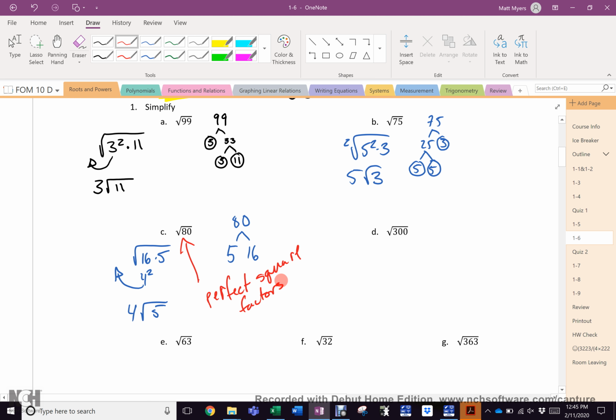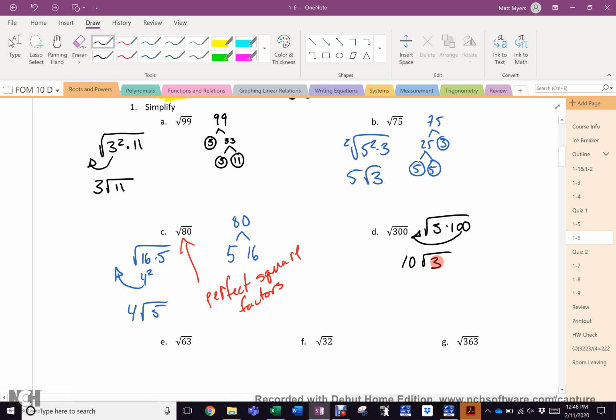So let's look at 300. Is there a perfect square that goes into 300? 100. Isn't this the root of 3 times 100? What is the square root of 100? So what's coming out here? 10. What stayed under there? 3. Picking up what I'm putting down?